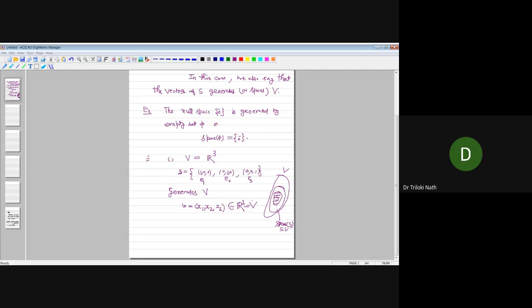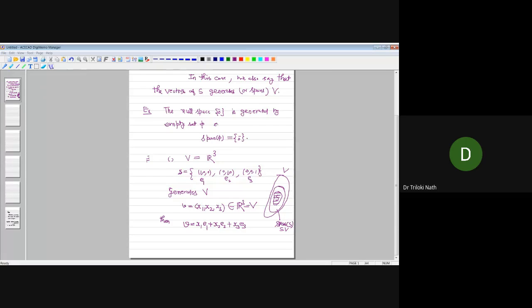So let us take, then v can be written as x1 e1 plus x2 e2 plus x3 e3. Yes or no? Of course yes. Because x1 multiplied by (1, 0, 0) gives you (x1, 0, 0), plus x2 multiplied by e2 gives you (0, x2, 0), and the last one (0, 0, x3). So if you add up these three, then you will get x1, x2, x3. That is the vector v.